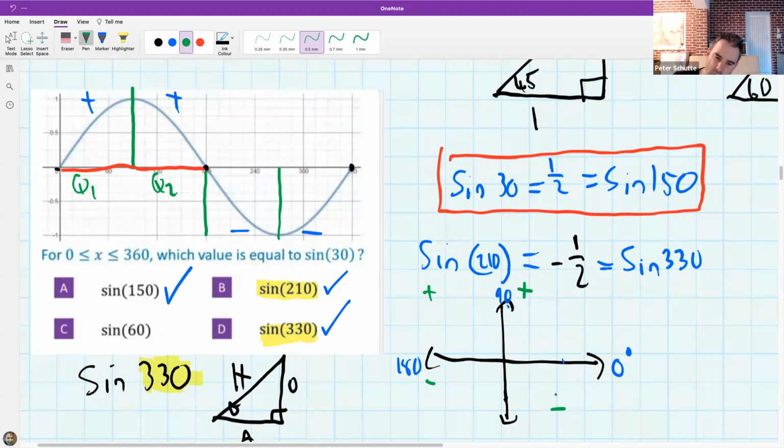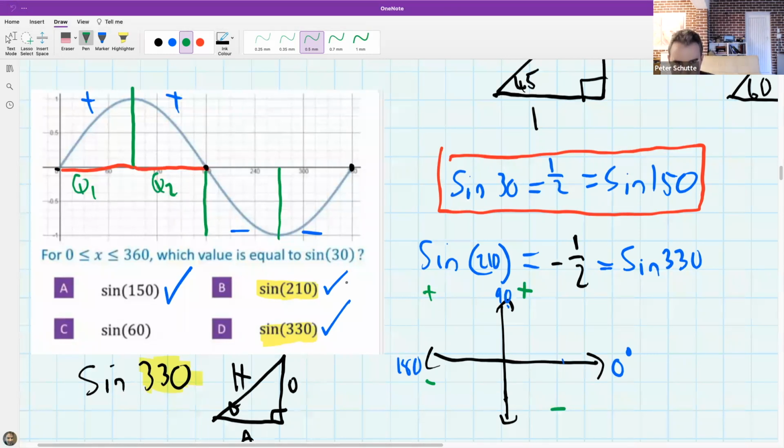So I just want to show you the relationship between the unit circle diagram and a graph. And what the graph is telling me is that between 0 and 180, sine is positive. Between 180 and 360, it's negative. Give me a thumbs up if you understand that. You understand where that came from, if it makes sense to you as to how that's working.